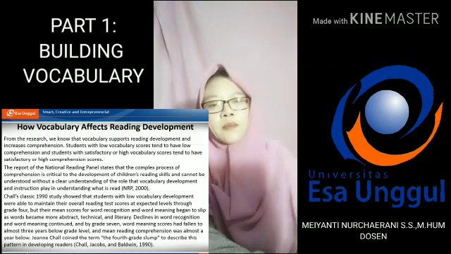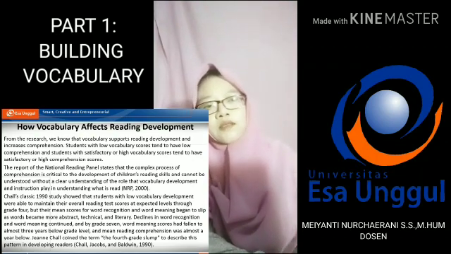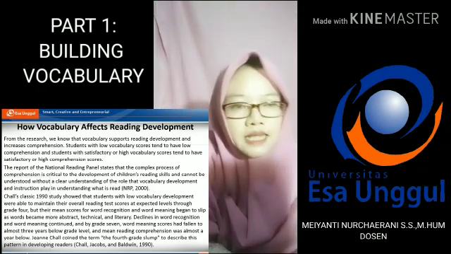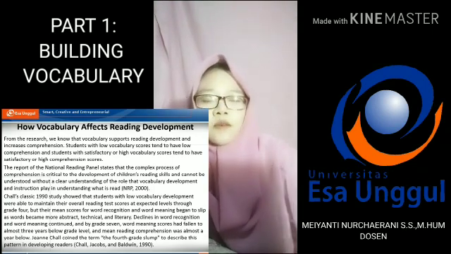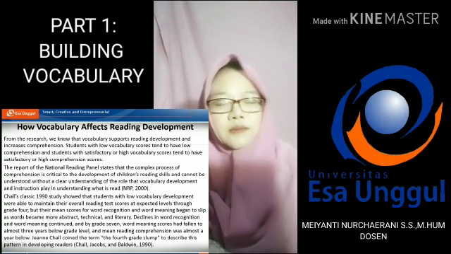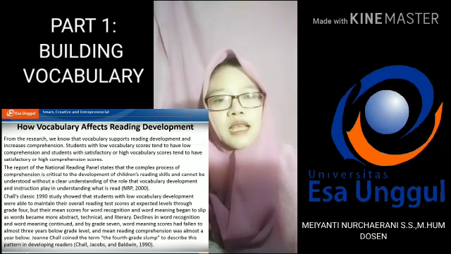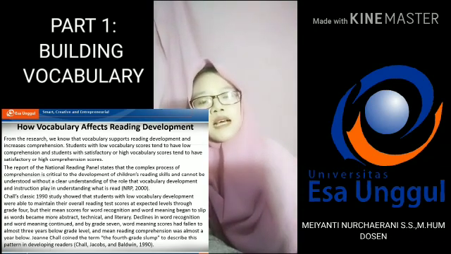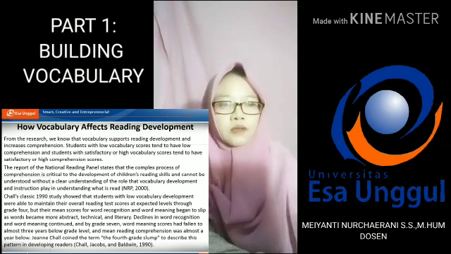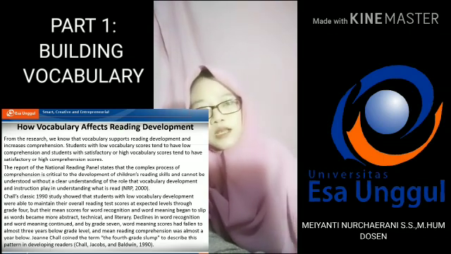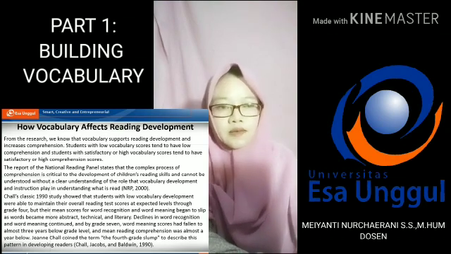The report of the National Reading Panel states that the complex process of comprehension is critical to the development of children's reading skills and cannot be understood without a clear understanding of the role that vocab development and instruction play in understanding what is read.